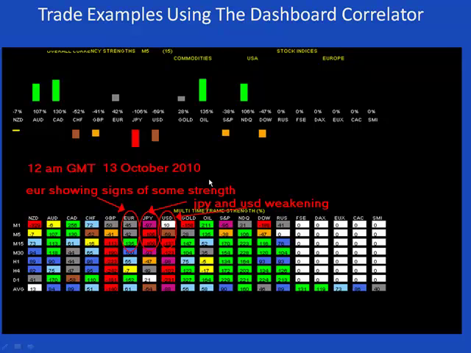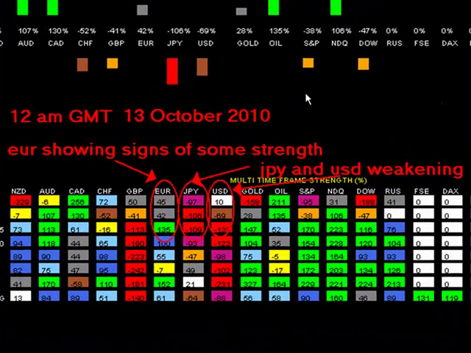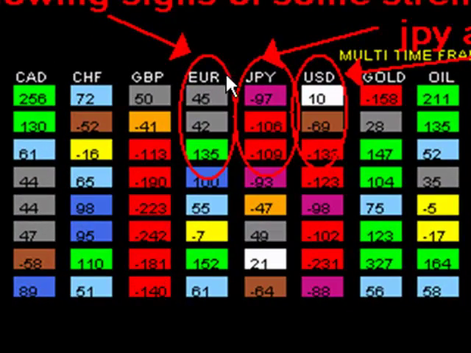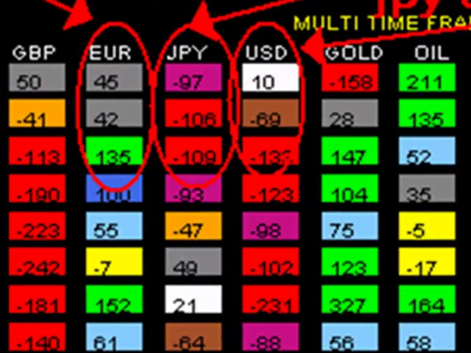Here we can see this is where the corresponding Dashboard Correlator started off from that chart, the charts that I showed you, and you can see here that the pound was very weak to start off from. The euro, however, was a lot stronger on all time frames than the pound. And what was it selling off against? The yen and the US dollar. You could see, especially the US dollar was a lot weaker. So that would be your focus.